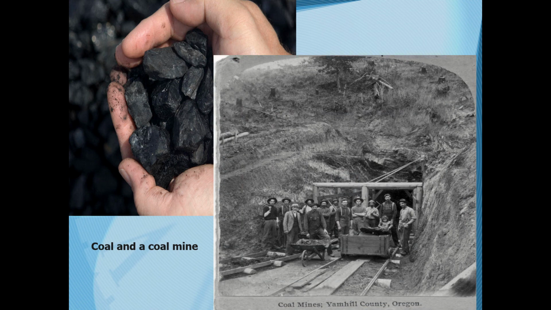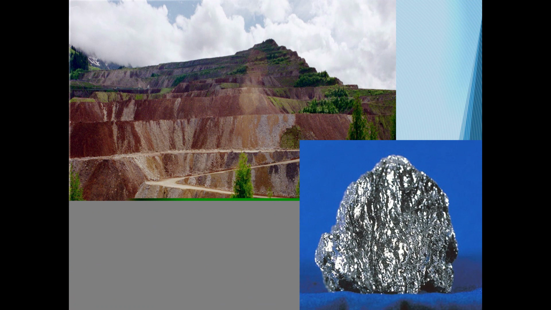So here's a coal mine and iron ore. Here's just a chunk of iron. It's not actually in the rock, but you'd find rock that looked like this, and you'd chip it, and within that rock you'd find little bits of this.